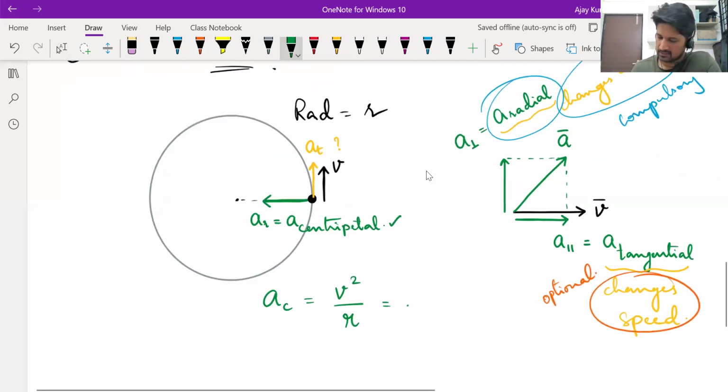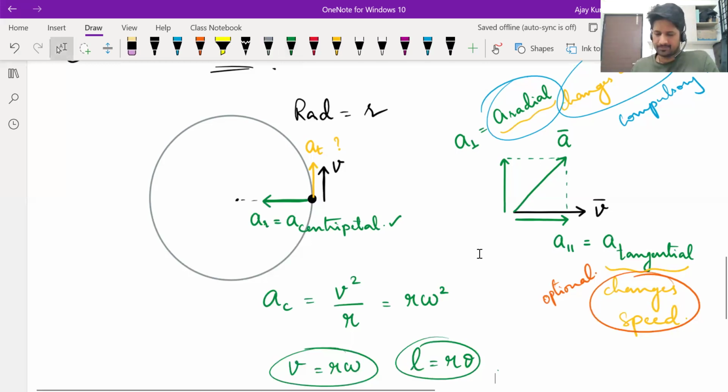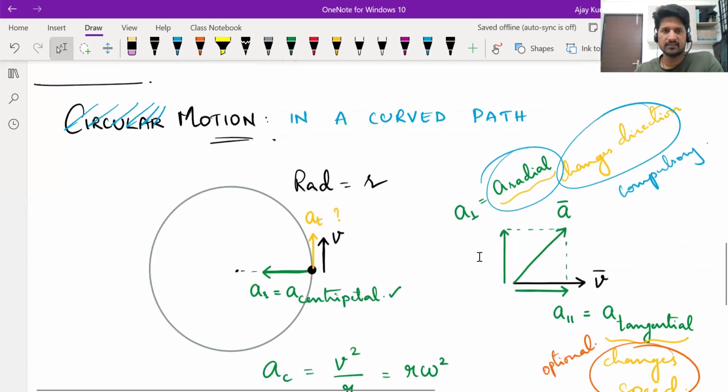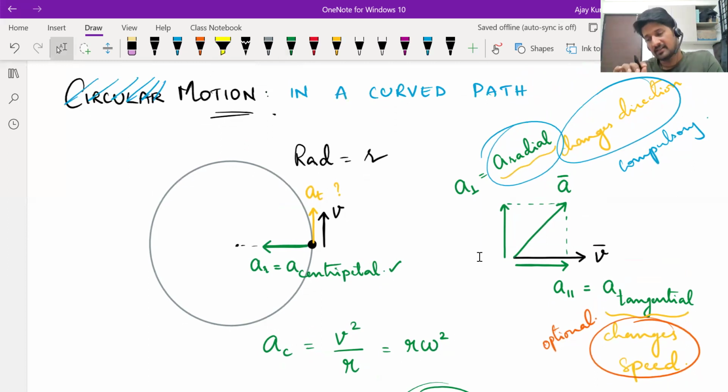You can also write it as r omega square, where omega is angular velocity. We had discussed all this. v is equal to r omega, and this comes from l is equal to r theta. So for circular motion, centripetal acceleration, or an acceleration perpendicular to velocity, is compulsory. And as I said, not just circular motion, whenever an object deviates from its path, whenever an object goes in a curved path, that perpendicular acceleration must be there.